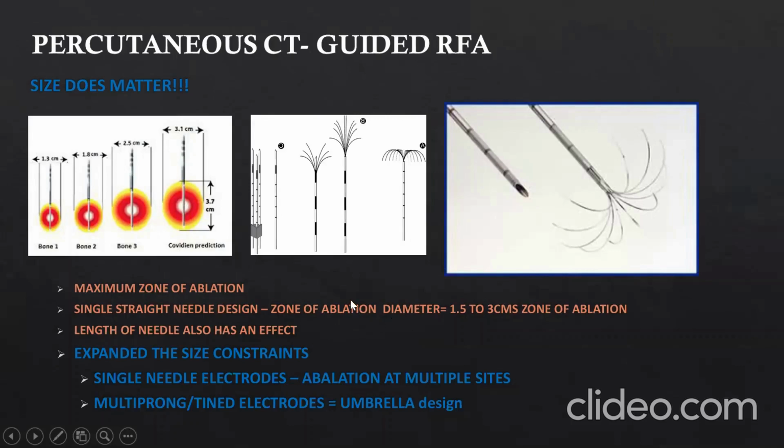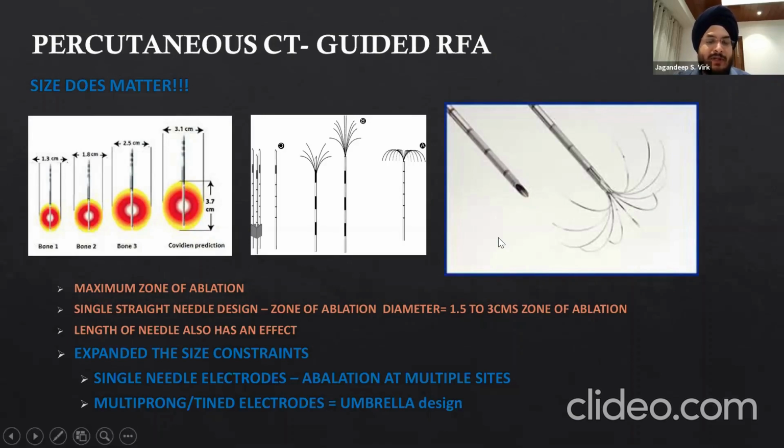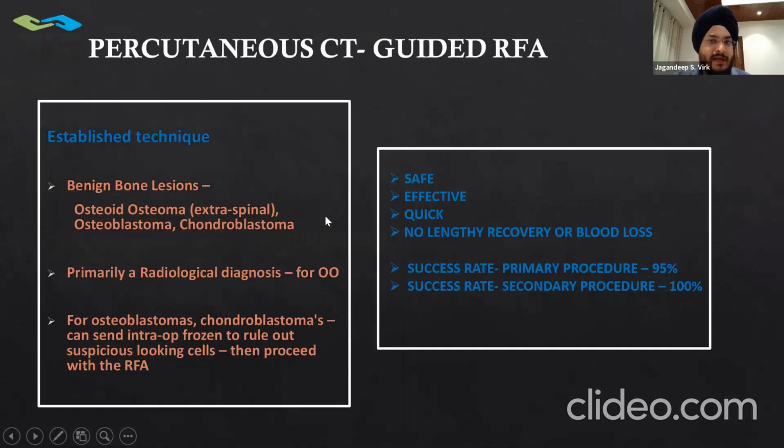Recently, special RF probes have been introduced: the multi-prong or tined electrodes, which expand into an umbrella-like design once we have entered the lesion, for even bigger lesions up to 5 centimeters. Length of the needle also affects the same. And even if we do not have these multi-prong electrodes, we can use single needle electrodes and do ablation at multiple sites.